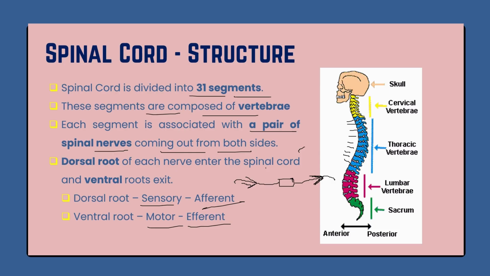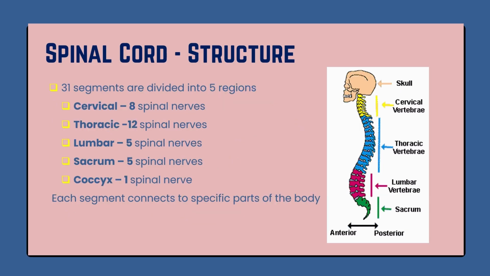So I told you, when you touch your back, the part you are able to feel is the dorsal part. That one which is closer to the skin has the sensory part. Inside, which you are not able to touch, the other part is the ventral part, and it has the motor or efferent neurons. All right. The 31 segments that we said make up the spinal cord.